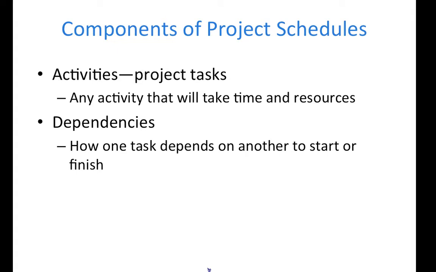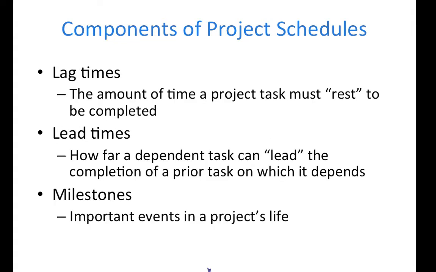One is activities, the other is dependencies. Activities can be defined as any activity that will take time and resources. On the other hand, a dependency is how one task depends on another to start or finish. The most common type is the finish to start dependency. One task must be completed before another task can be started.